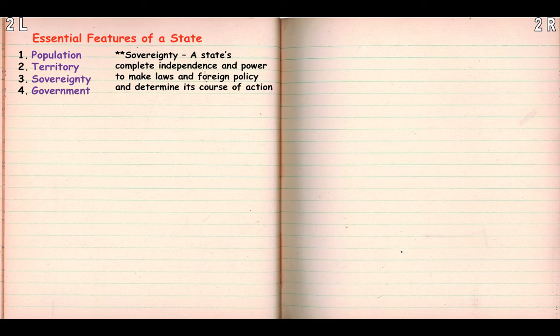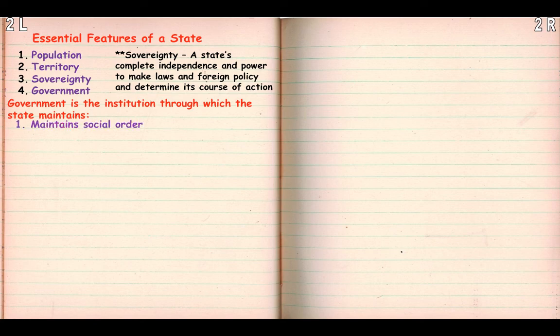And then government would be, okay, so how are you going to carry these things out? How do you keep these things in place? What laws are you going to pass? What rules are you going to have in your room? And then what are some punishments if those rules are not obeyed? How do you keep that order without hurting anybody? So those are our four essential features of a state. You have to have all four of these things in order to be a state, right? Population, territory, sovereignty, and government.